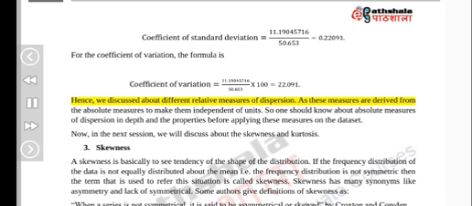Hence, we discussed different relative measures of dispersion, as these measures are derived from the absolute measures to make them independent of units. So one should know about absolute measures of dispersion in depth, and their properties, before applying these measures to the dataset. Now, in the next session, we will discuss skewness and kurtosis.